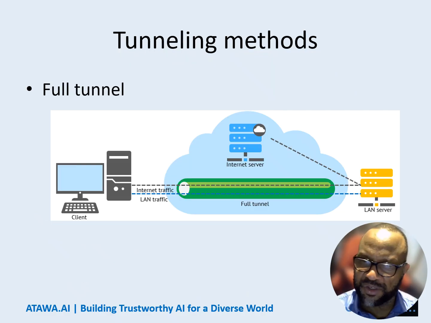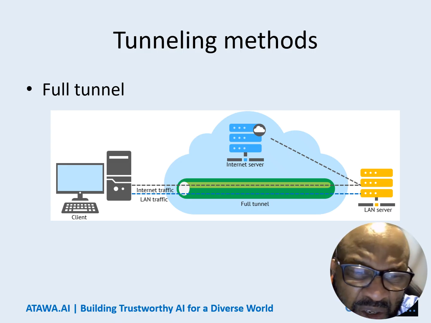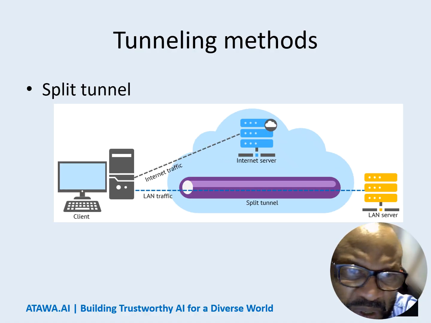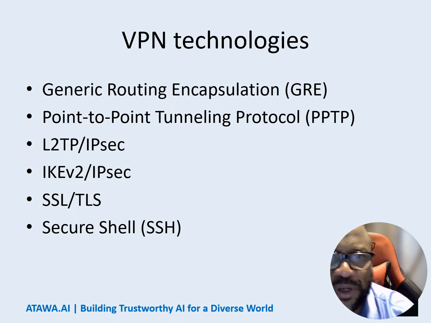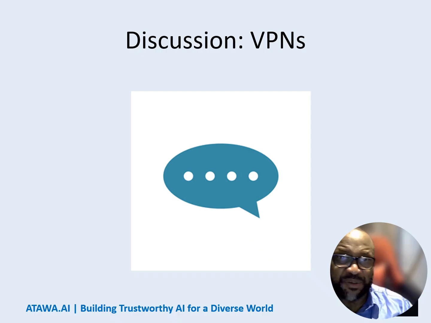The two methods, remember tunneling, you got full tunnel. You see here your device, you got your computer to the left, local area network traffic all the way there, full. You got split tunnel, see the difference in the diagram in here. You got your internet server, you got your split tunnel all the way to the LAN. So the technologies for VPN could be everything from GRE, PPTP, layer 2 tunneling protocol, SSL, secure shell. That's some of the technologies used.